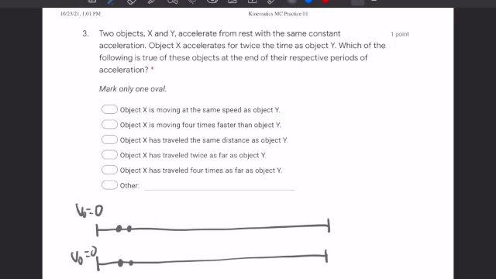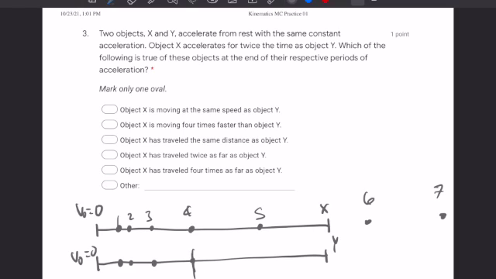They have the same acceleration, which means the distance is going to increase, but x is going to go on for twice the time. All right, so we can see how far y is, and we can see how far x is if it's twice the time, so we had 1, 2, 3, 4 seconds, 5, 6, 7.